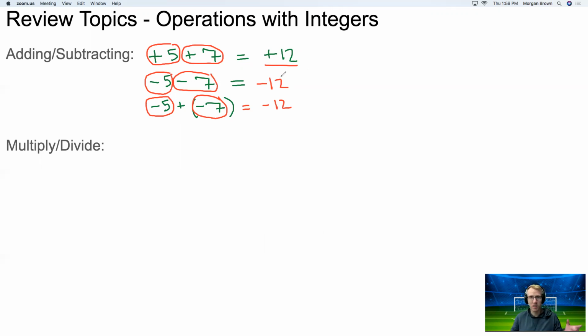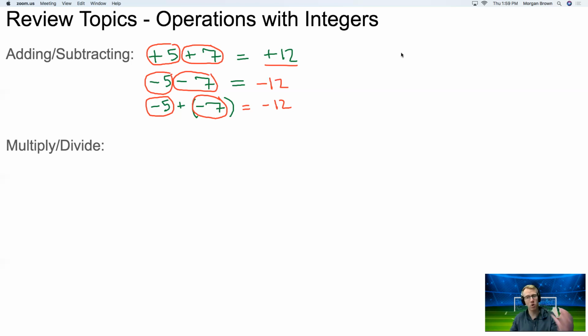So the general rule is if you add two negatives together, you're going to get an even bigger negative. I like to think about it as an IOU with money. If I owe you $5 and I owe you another $7 on top of that, then I owe you $12. So it feels intuitive and natural, and you don't have to worry about it.